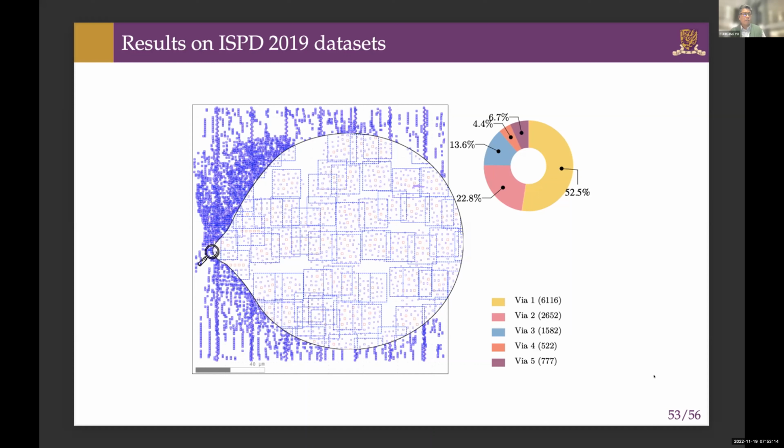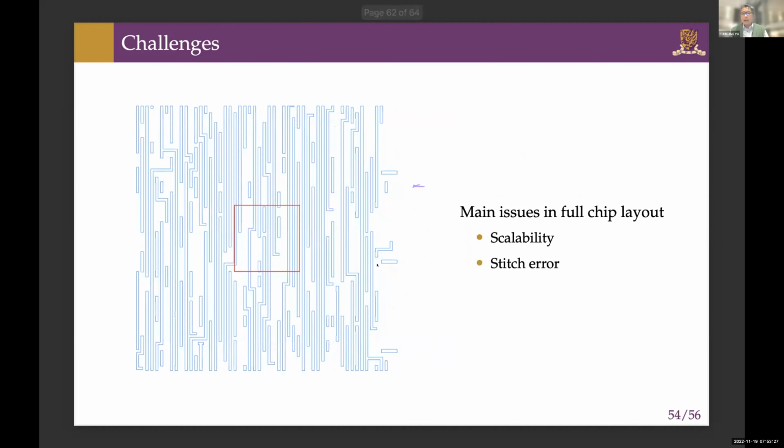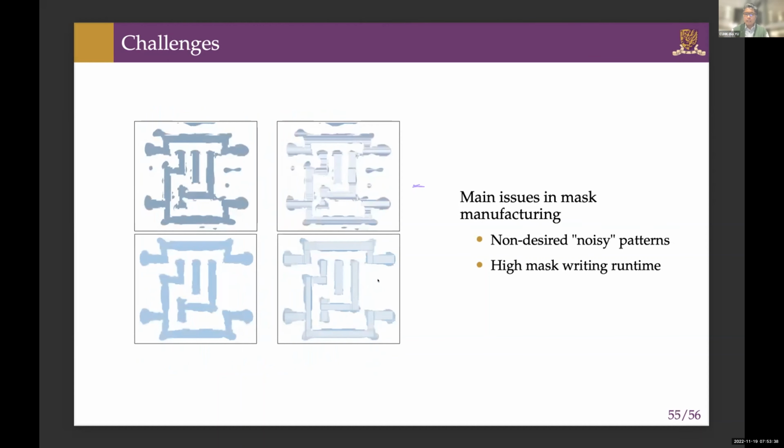So that's a huge gap for academia to really push the boundary to go into this special challenge in advanced technology now. Okay, and also there are some scalability issues. When we do this full chip, we have to handle the boundary on the mask, and also the manufacturing. We have to worry about the mask rule checking.